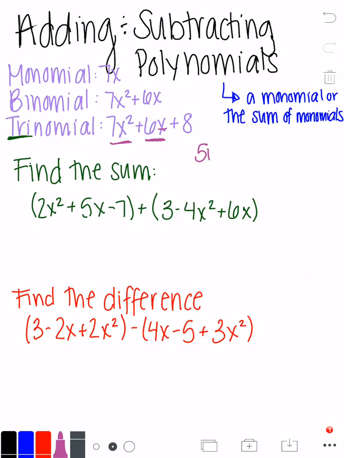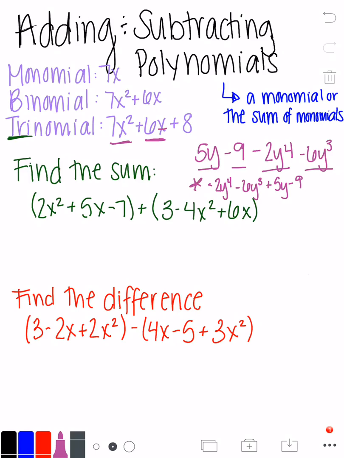If we had something like this, 5y minus 9 minus 2y to the 4th minus 6y to the 3rd, we would go ahead and list our degrees. So this is 1, this is 0, 4, and 3. That's our degrees. Now we need to write it with the greatest degree first and then going down from there. So we would write negative 2y to the 4th minus 6y to the 3rd plus 5y minus 9. And this is how we would rewrite our polynomial in standard form.